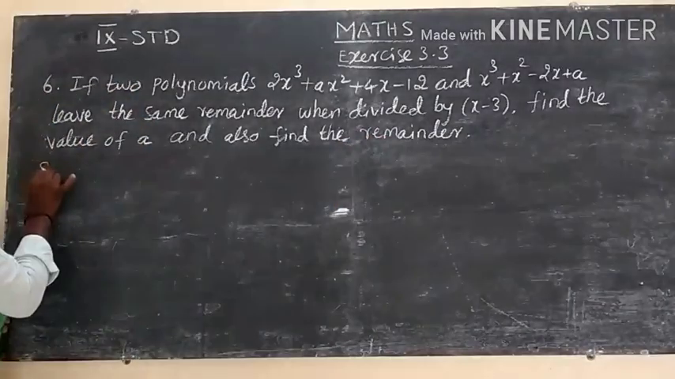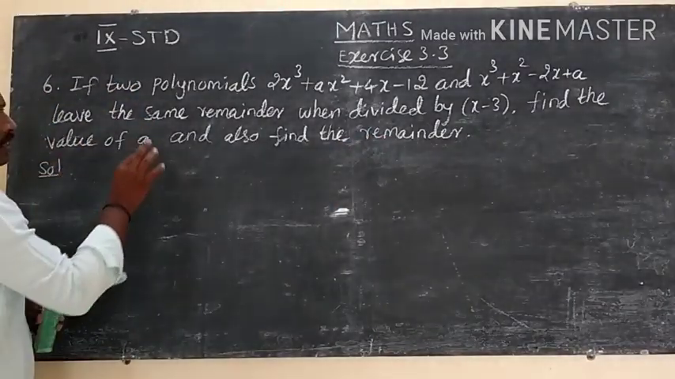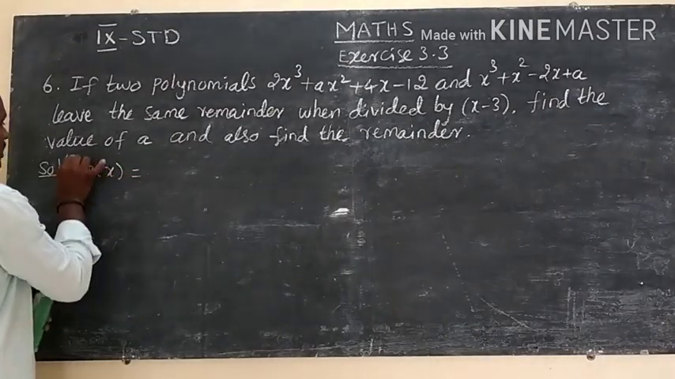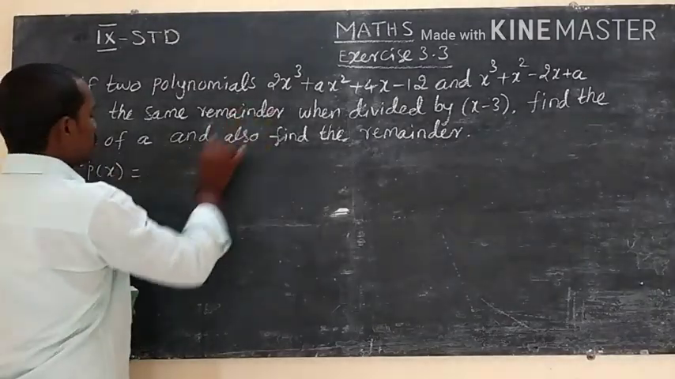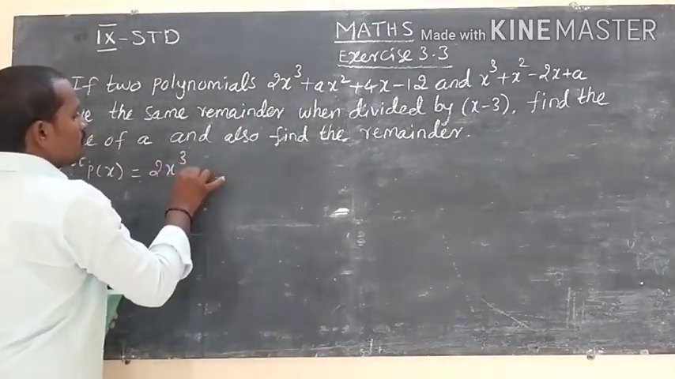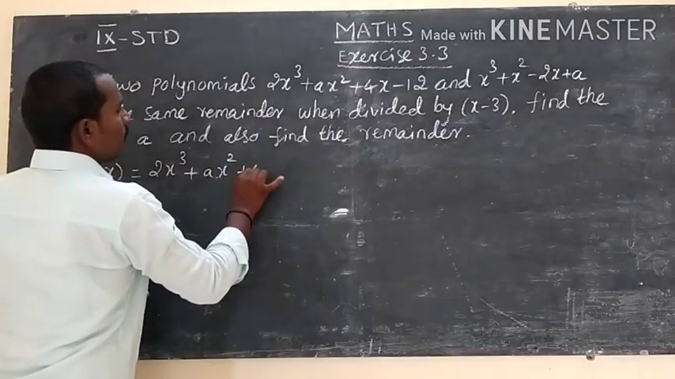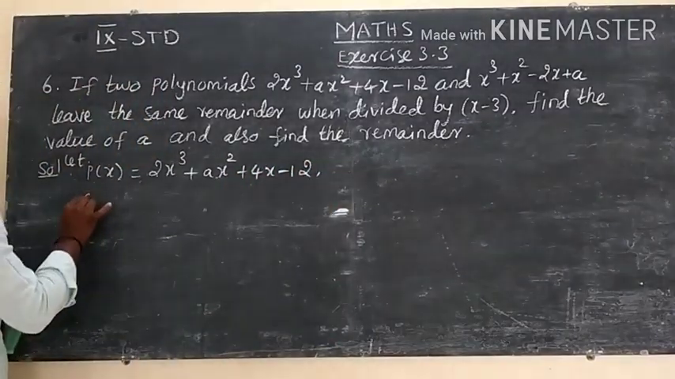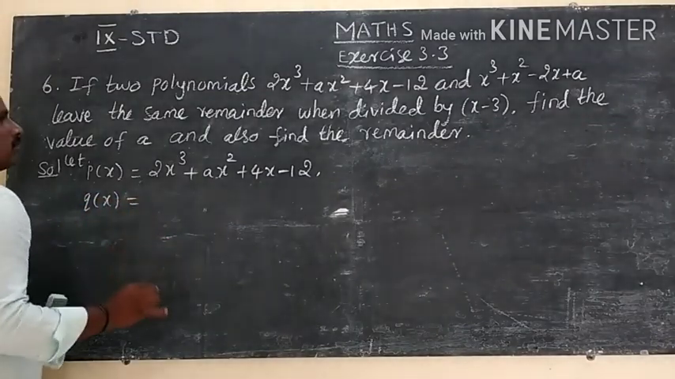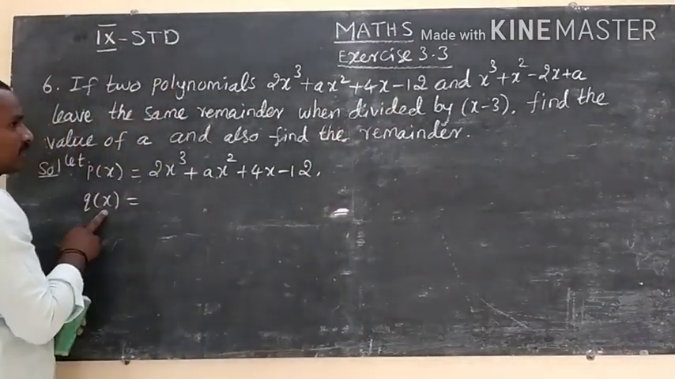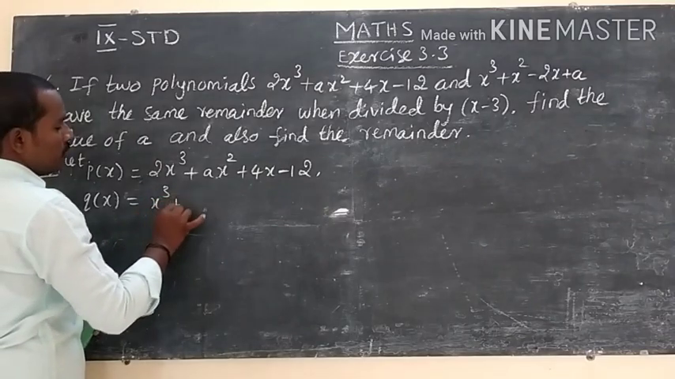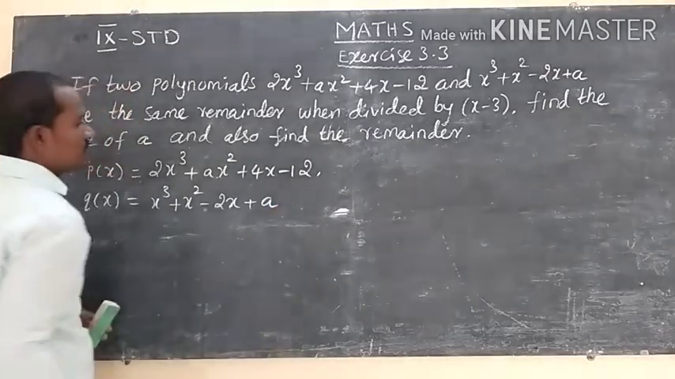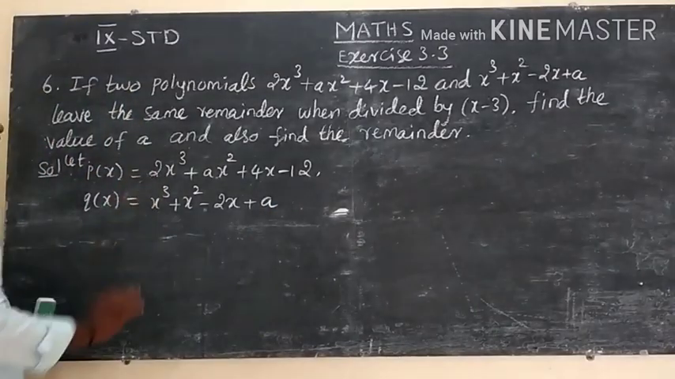Okay, the solution. Let us consider the first polynomial equal to p of x. This is our assumption: 2x cube plus ax square plus 4x minus 12. And the other polynomial, let us take q of x: x cube plus x square minus 2x plus a. Okay, these are the given two polynomials.